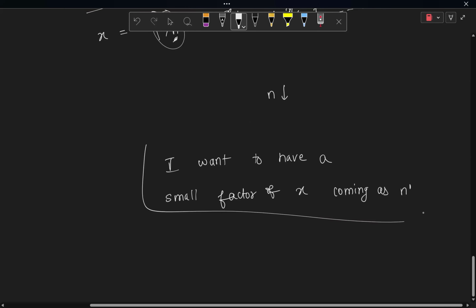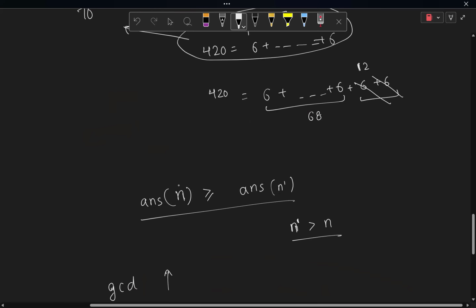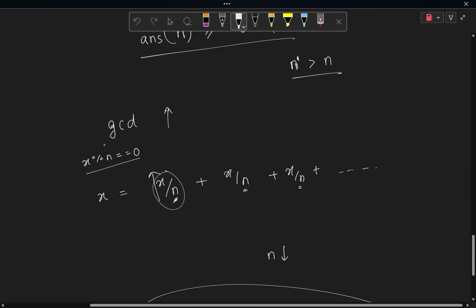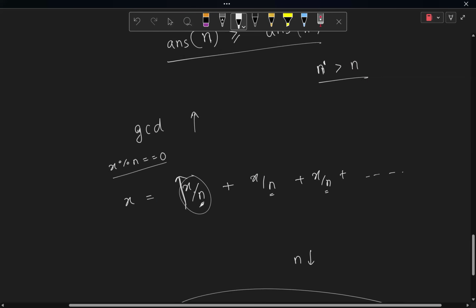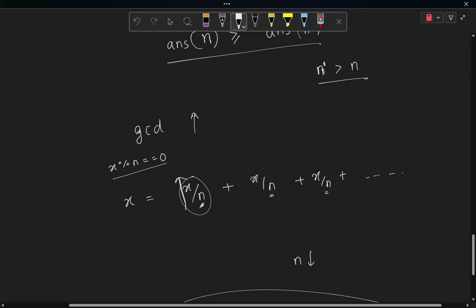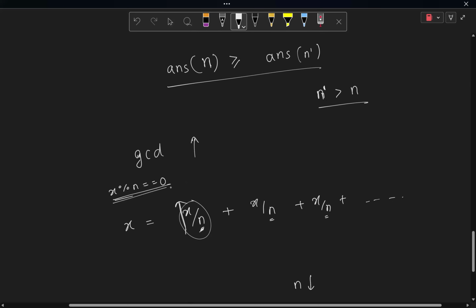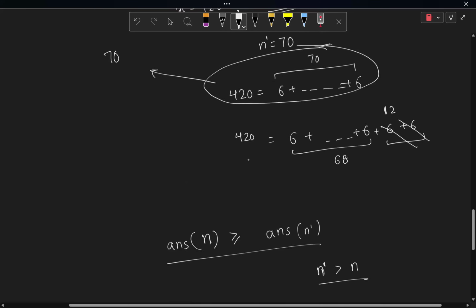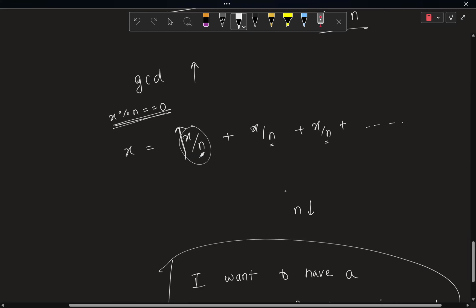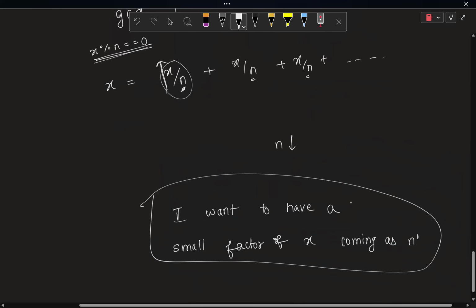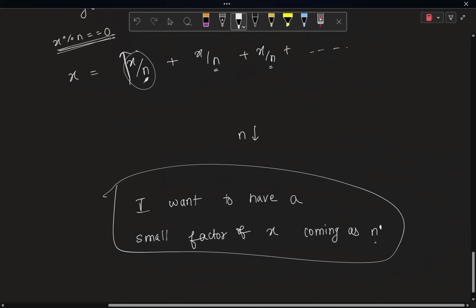So does this thing make sense? There can be multiple ways of thinking about it. The one way I chose to take for explanation is that x is nothing but the sum of some x by n, which we were taking for the case where x was divisible by n. So you see that if n is smaller, in that case x by n would be larger. And in the case where x was not divisible by n, we were taking some arbitrary n dash, which was a factor of n. So we would like to have that number coming up as small as possible.